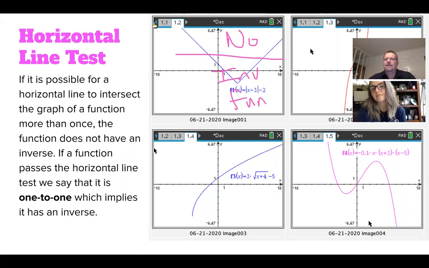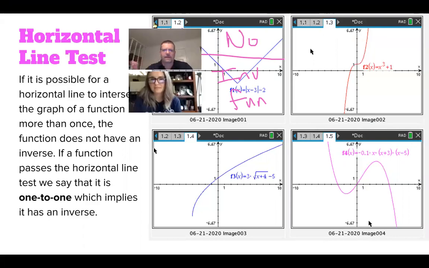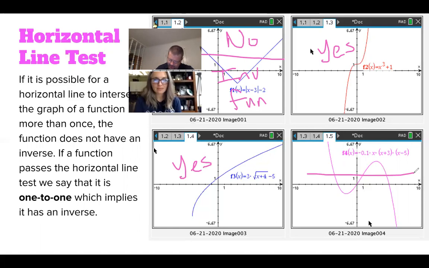So yes, I can reflect it and get its equation, but I won't have a predictable way to return back home. Dorothy goes to Oz and has to stay there because she can't find her way back. This one would have an inverse. I can't find any place where I would fail the horizontal line test. This one is okay, and this one is a sad face. You don't get to play function games.